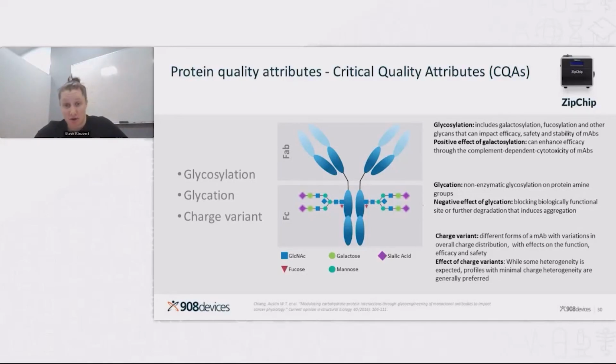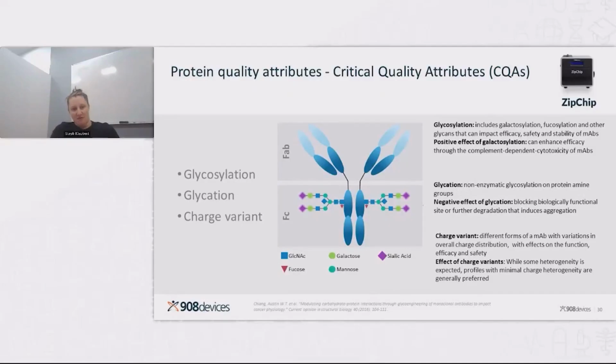The next quality attribute that we focused on was glycation, which is the non-enzymatic addition of sugar residues to the protein amine groups. Since glycation has the potential to block functional sites, we would consider a lower percent of glycation on the antibody a huge success in this area.